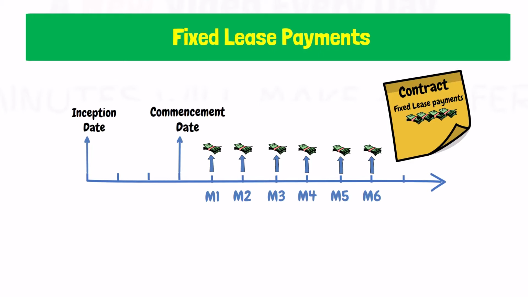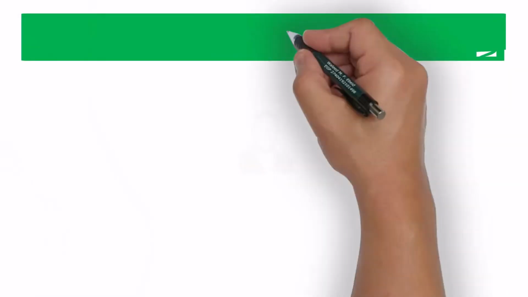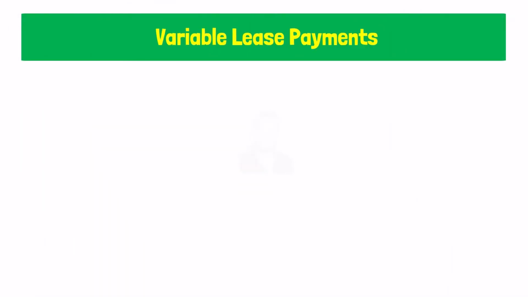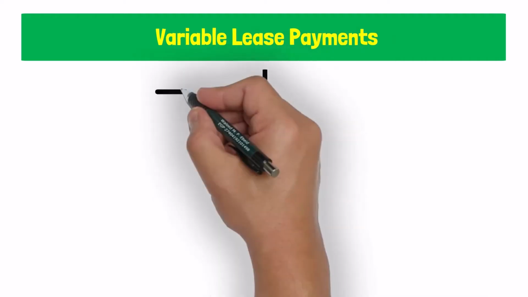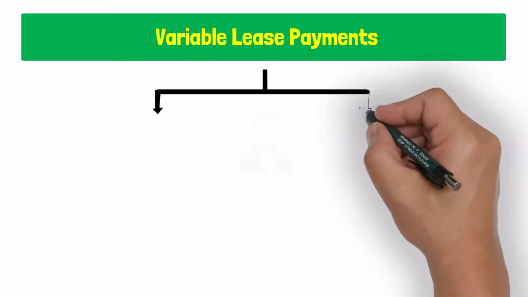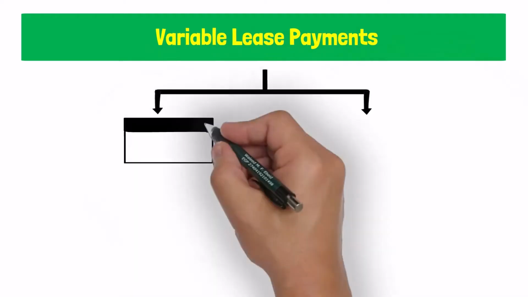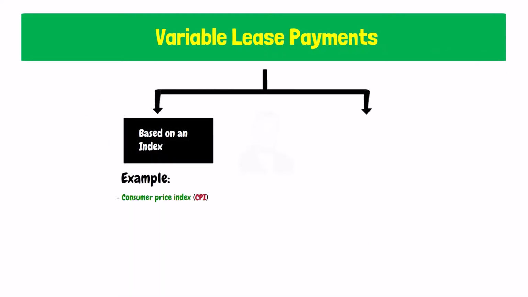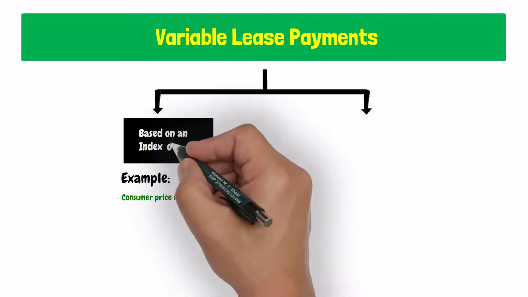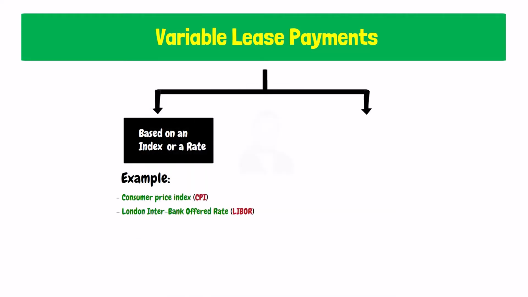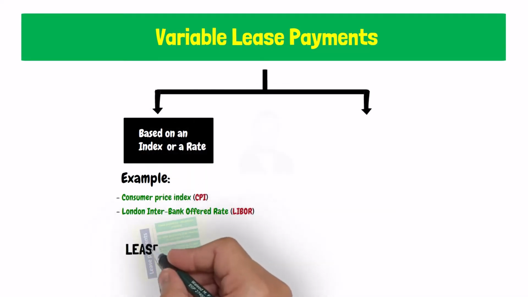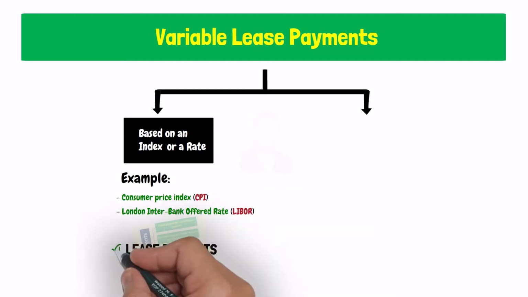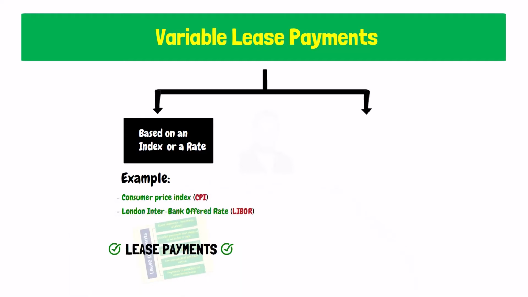The second component of the lease payments is the variable lease payments. We have two categories for these payments. The first category is the variable payments that are based on an index, such as the Consumer Price Index, or based on a rate such as London Interbank Offered Rate. This category of variable payments is included in the measurement of the lease payments.